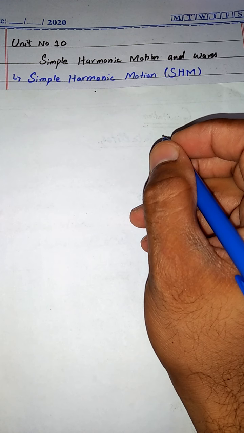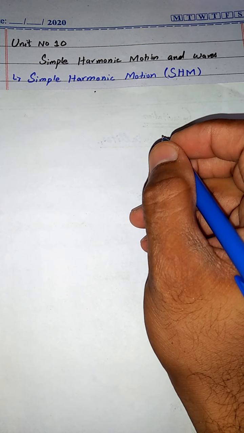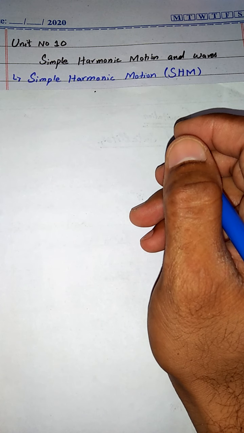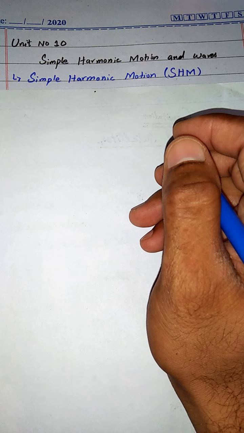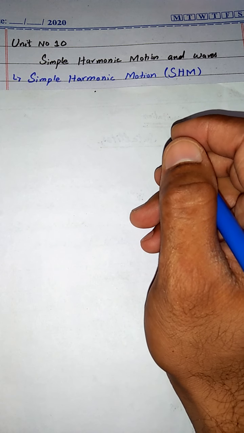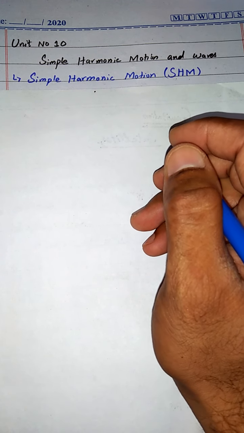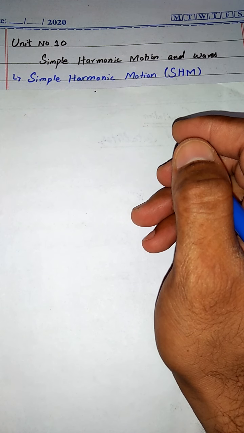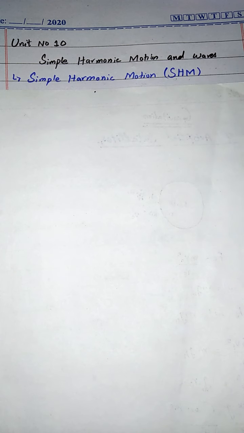Okay, in daily life we observe many types of motions. Some are vibratory, rotatory, linear motion, and so on. There are lots of types of motion, but we will discuss here the simple harmonic motion. First of all, I will tell you the proper definition of simple harmonic motion.